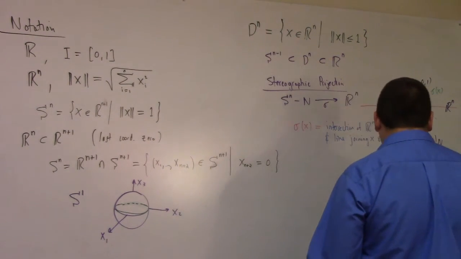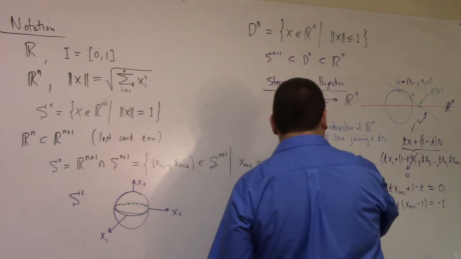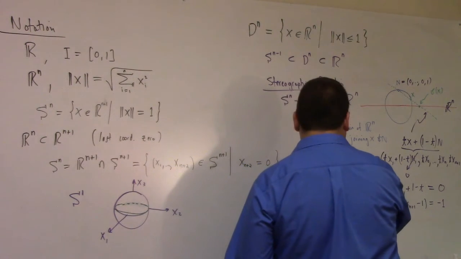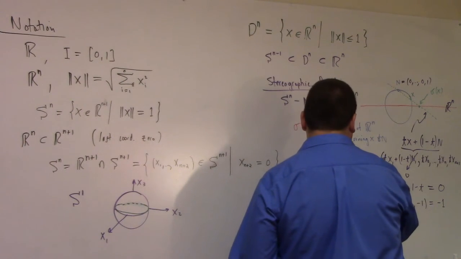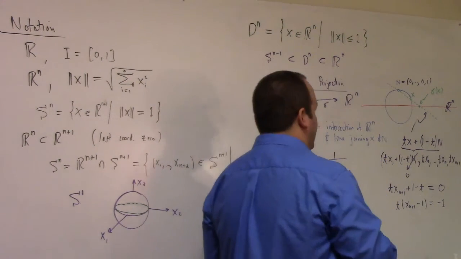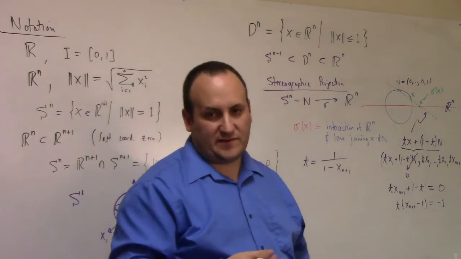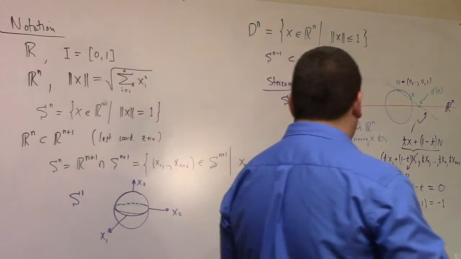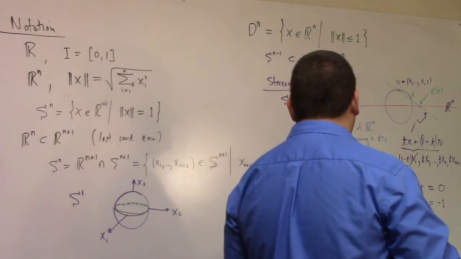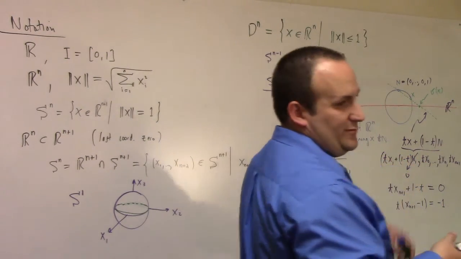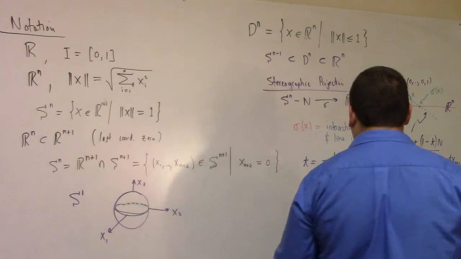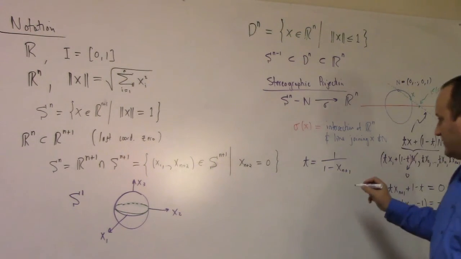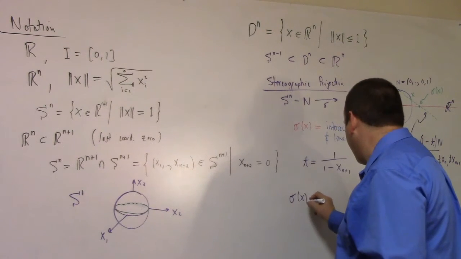Yeah, I did that. All right, so what we've got is t equals 1 over 1 minus x_{n+1}, which of course is well defined on the deleted n-sphere because x_{n+1} is non-zero. It can't be 1. And that's the point. Then we just have to take this and plug it back up in here, and there you have it: sigma of x.